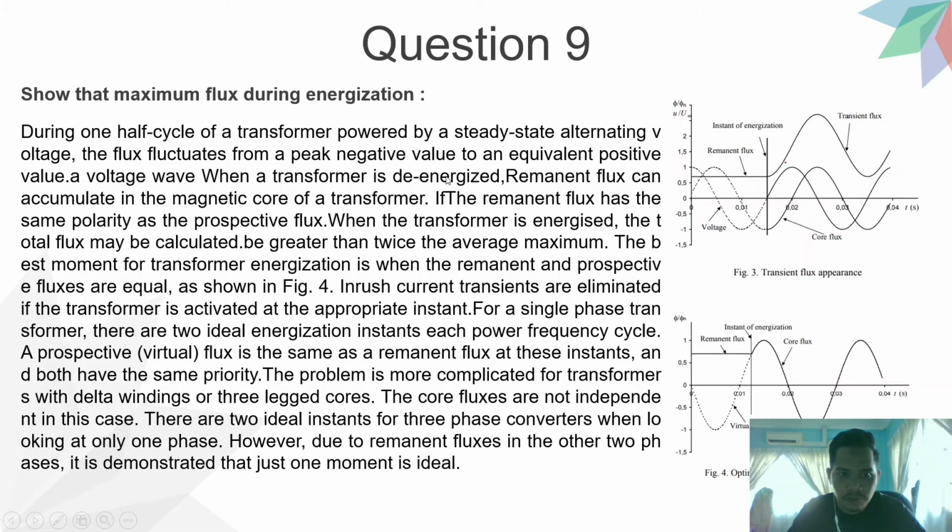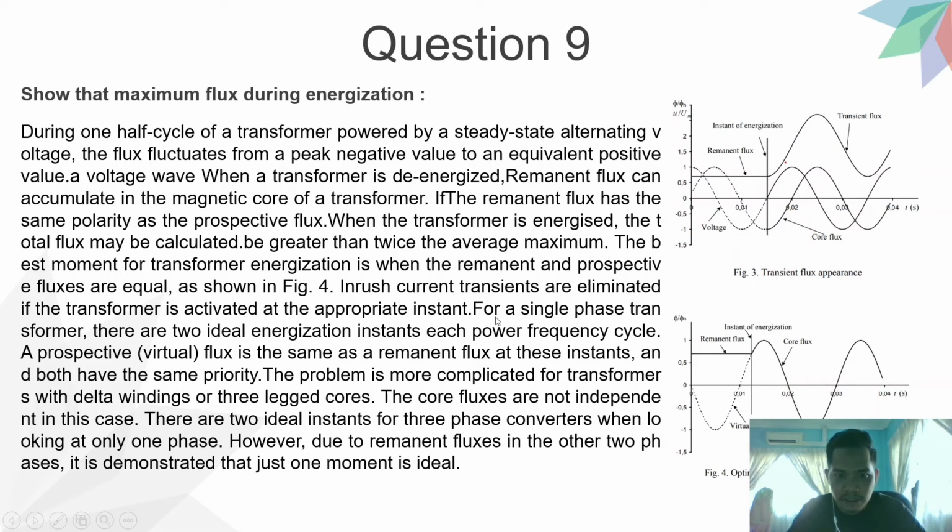When a transformer is de-energized, remaining flux can be accumulated in the magnetic core of a transformer. If the remaining flux has the same polarity as the prospective flux, when the transformer is energized, the total flux may be calculated to be greater than twice the average maximum. The best moment for transformer energization is when the remaining and prospective flux are equal, as shown in figure 4.